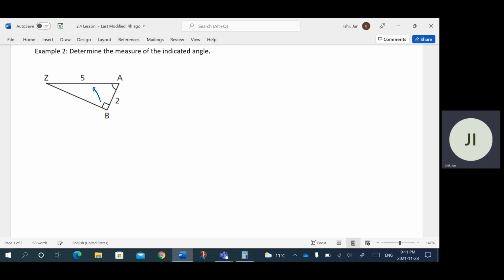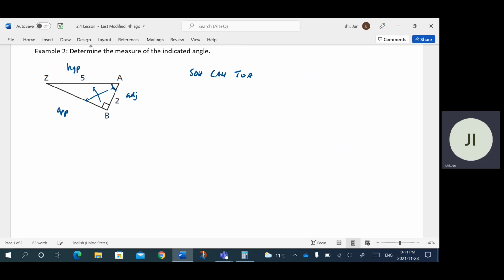Across from a right angle is always your hypotenuse. And this time we're working with angle A here. So across from angle A is your opposite side. Next to it is your adjacent side. All right, so I've labeled the sides. Now I'm going to write up SOHCAHTOA.